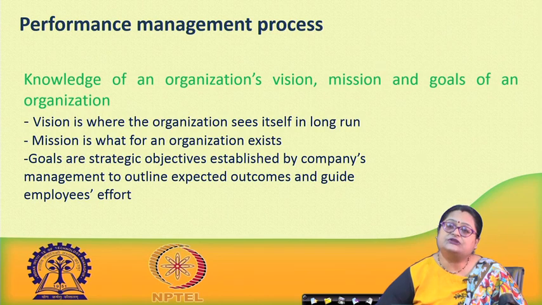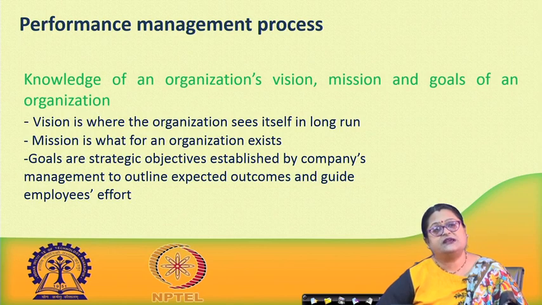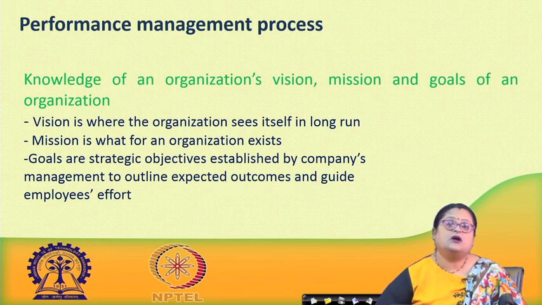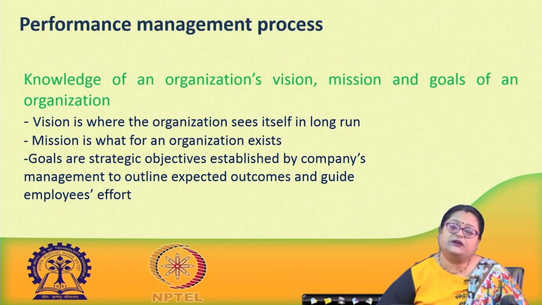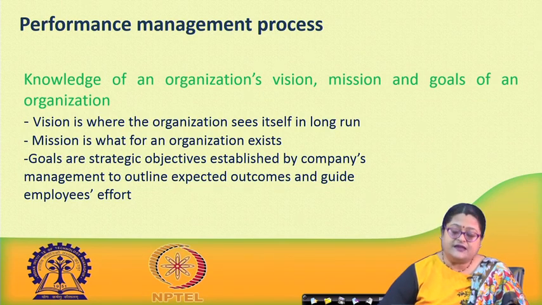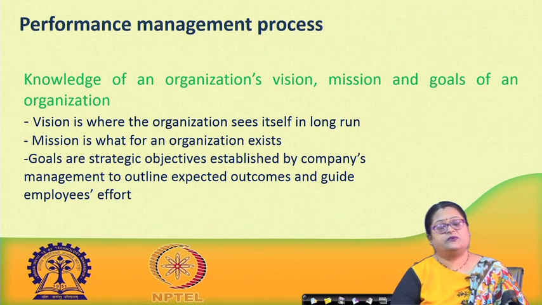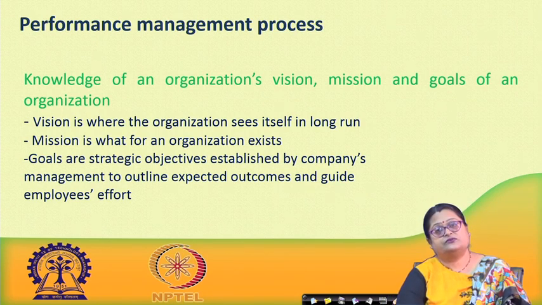it is where the organization sees itself in the long run. So, it is a future oriented thing, like from now, how do I project where I will be, where I want to see myself in future. A mission is what an organization exists for. So, it is more about the values of the organization. So, what is the purpose for which I exist, and what I am in the present. So, what I can do with what I am supposed to do about it.